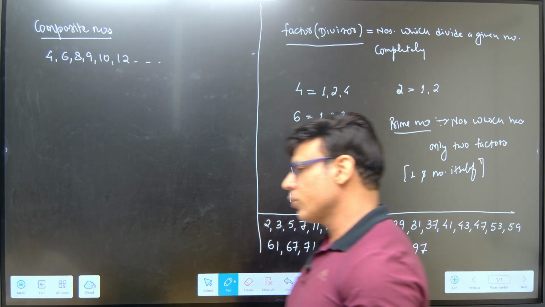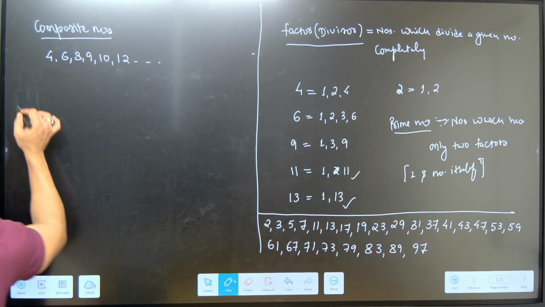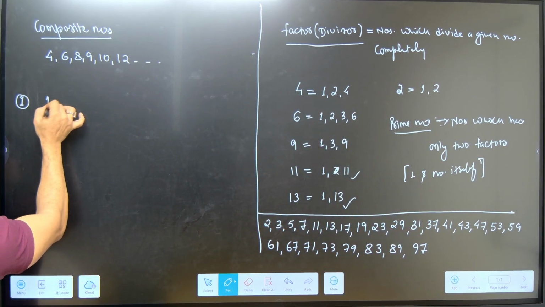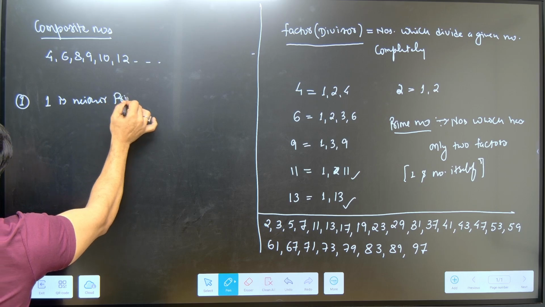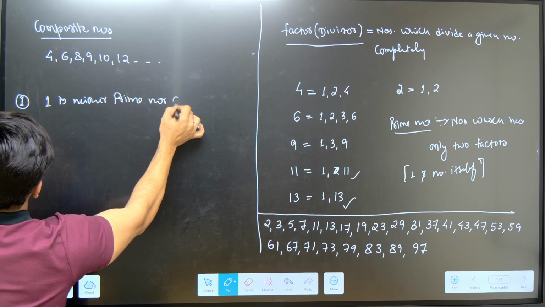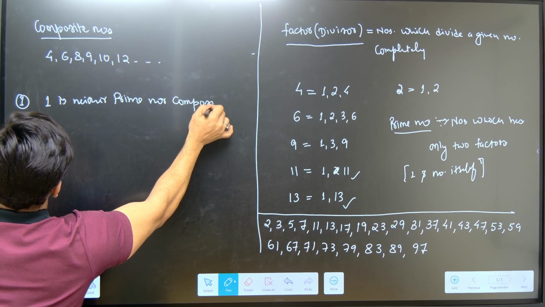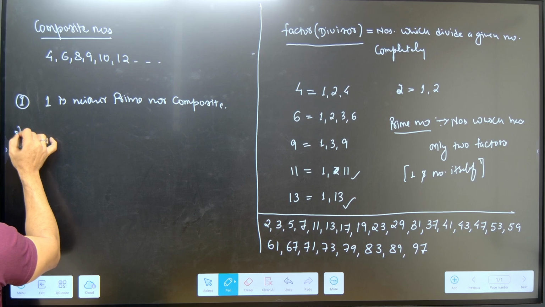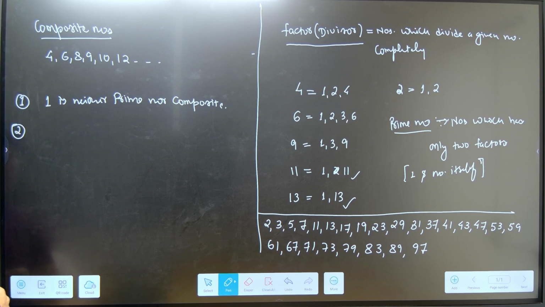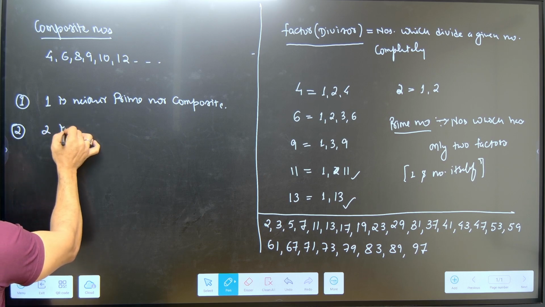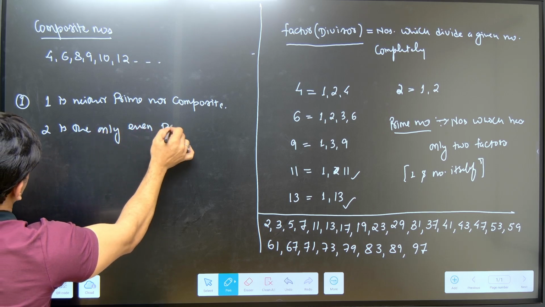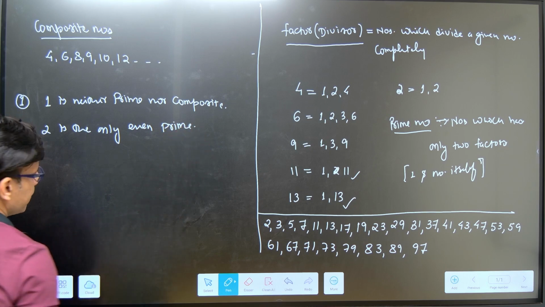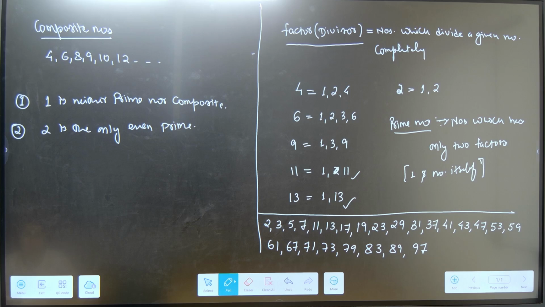Now, a few things. One is neither prime nor composite. Second, 2 is the only even prime. That means there is only one number which is even and at the same time prime, that is 2.